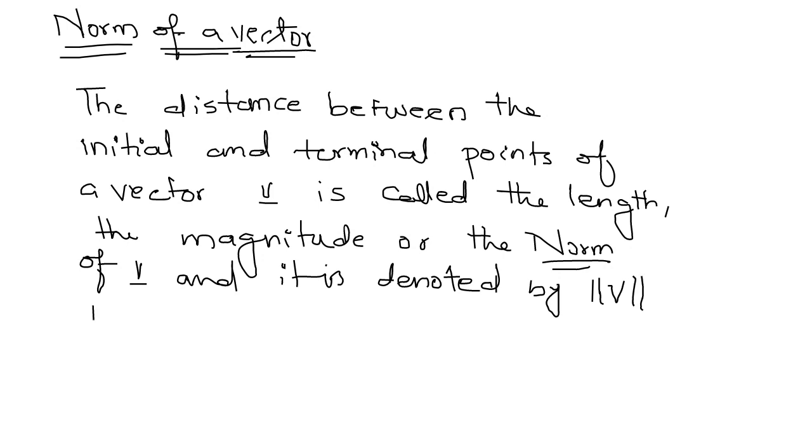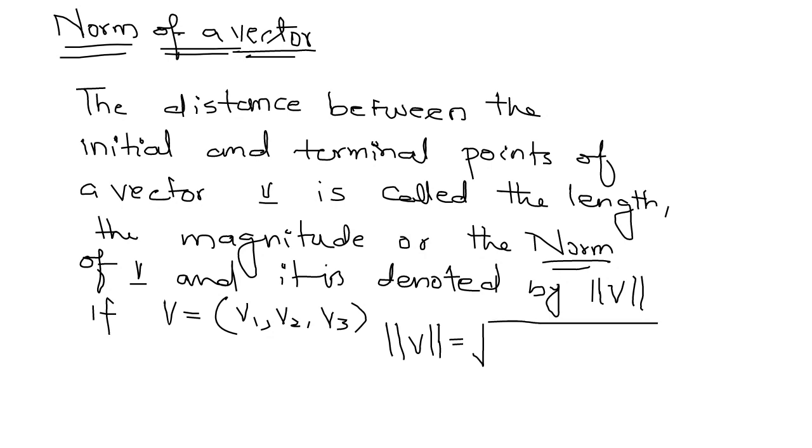If you have any vector V that has the coordinates v1, v2, and v3, the norm of the vector V is equal to the square root of v1 squared plus v2 squared plus v3 squared. From this formula you can easily find the norm of any vector that is given to you. Now I'll give you one example of how to use this formula.